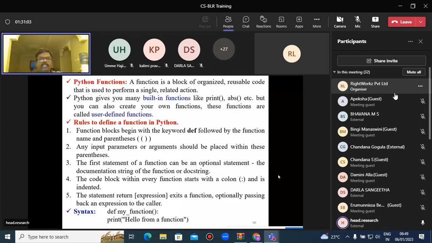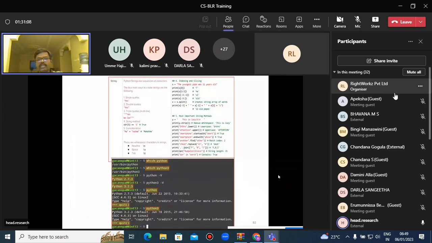Then these are the data types: boolean, integer, float, string operations. You can know. I'm sending this PPT, later you can practice it. Then these are the built-in data types in Python. str means x is equal to picoders, meaning string.